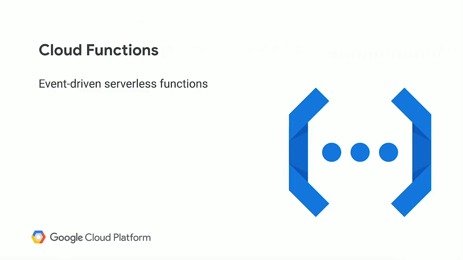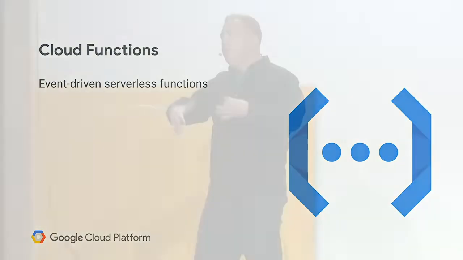Let's go forward. So now I want to talk about Cloud Functions. We talked about App Engine, which is an application as a service, right? You build an application, we scale it for you. But sometimes you don't need a full application. You just need a little bit of code. One little bit of code that will do one thing. Enter Cloud Functions, event-driven serverless functions.